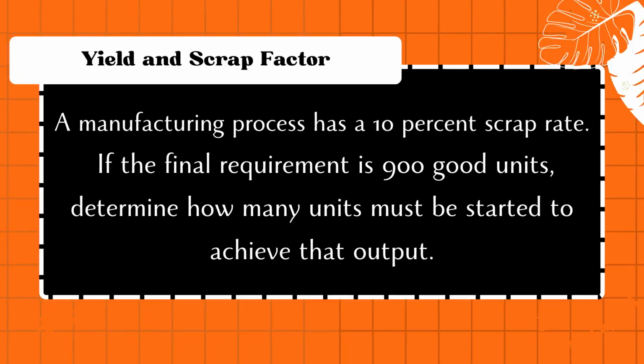Problem 8. Yield and scrap factor. A manufacturing process loses about 10% of items due to scrap. If the company needs 900 good units at the end of the process, how many units should it start with to make sure it still meets the target after allowing for scrap?